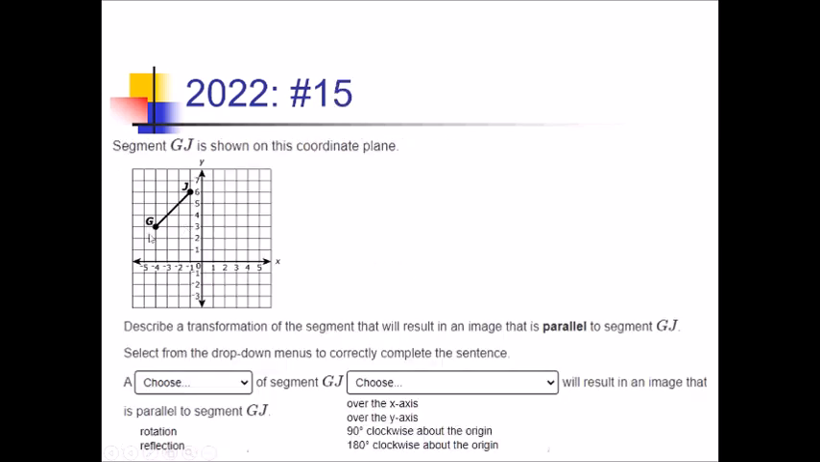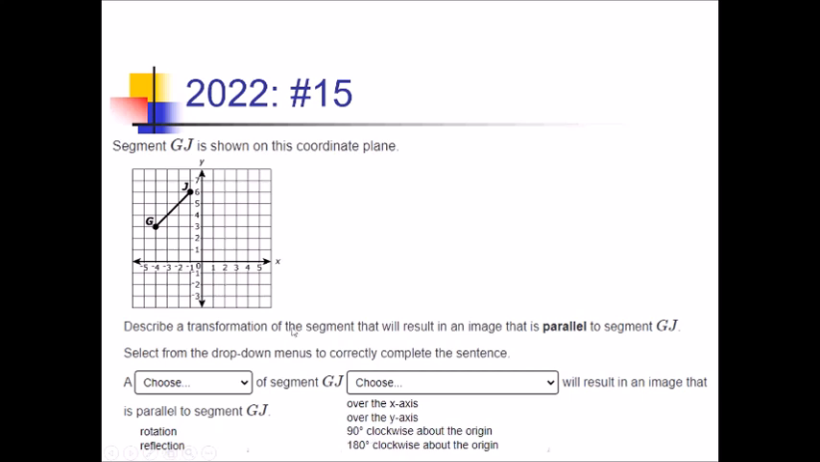On this problem, we're given this segment on the graph, and they want us to describe a transformation that'll give us an image that's parallel to this segment. Okay, so what are our choices here? We can either rotate or reflect our segment, and presumably the reflections are going to be over the x or the y-axis. We can't really rotate over those axes because you can only rotate about a point. And then these rotations could either be 90 degrees or 180 degrees clockwise about the origin.